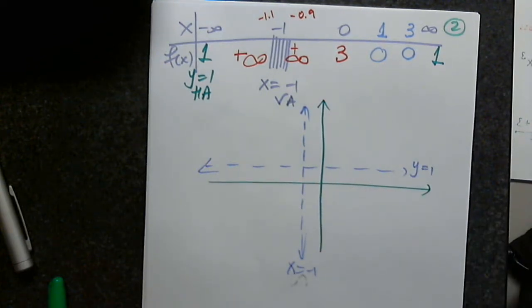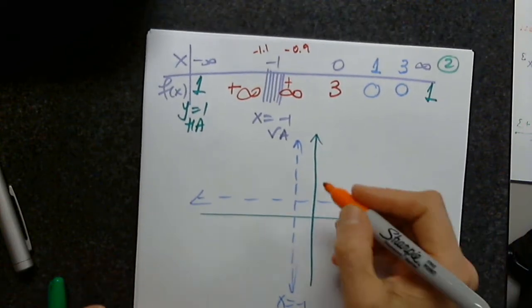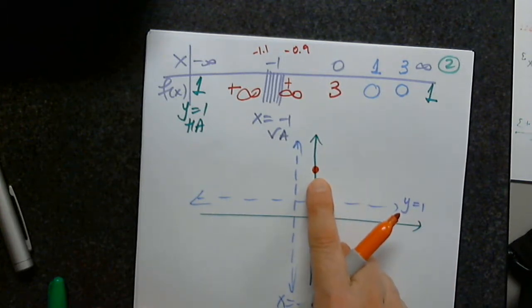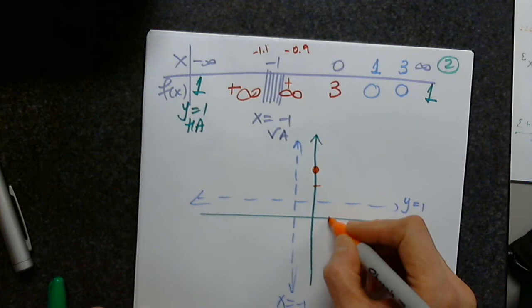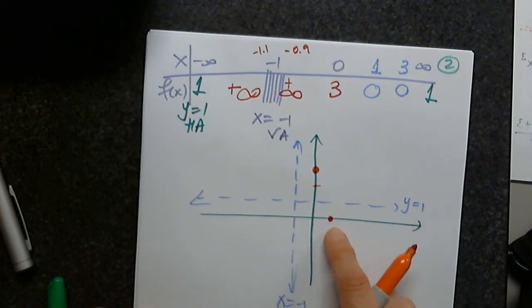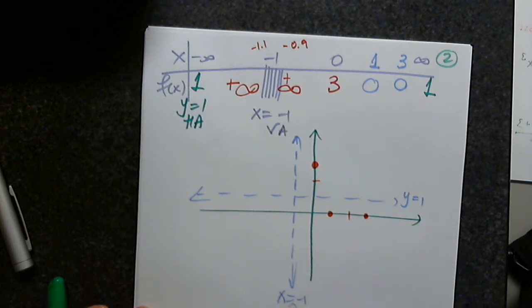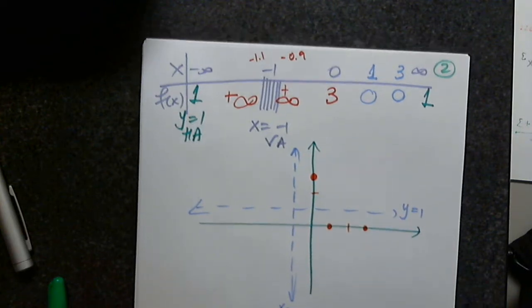I have to plot 0, 3. This is 0, 3. I have to plot 1, 0. And I have to plot 3, 0. How do we get the 1 and 3?